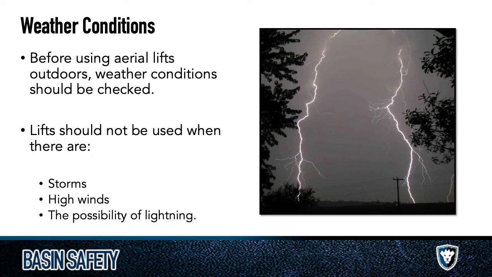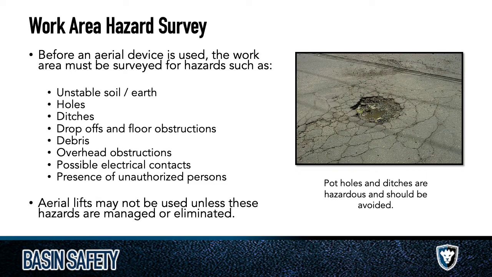Lightning also likes electricity, so keep that in mind. And that kind of moves into our work area hazard survey. So, potholes, unstable soil is another big one. Holes, ditches, drop-offs, obstructions, debris, overhead obstructions, power lines, presence of unauthorized persons. These are all things you need to check before you go to operate these things.